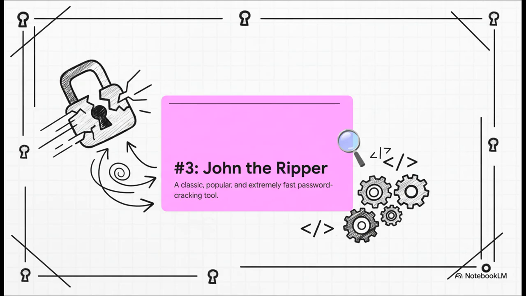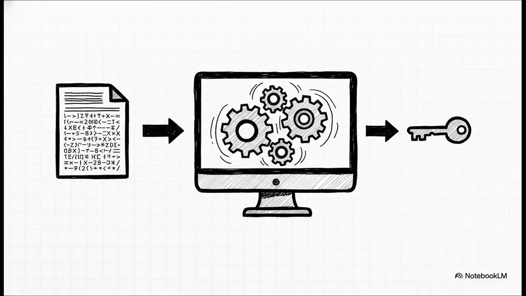For our number 3 spot, we have another password cracker, but this one is a true classic. Meet John the Ripper. It's legendary in the community for its incredible speed and its versatility. Now, unlike Hydra, which attacks a live login page, John the Ripper works offline. It's designed to crack password hashes. Those are the scrambled-up versions of passwords that systems store for security.